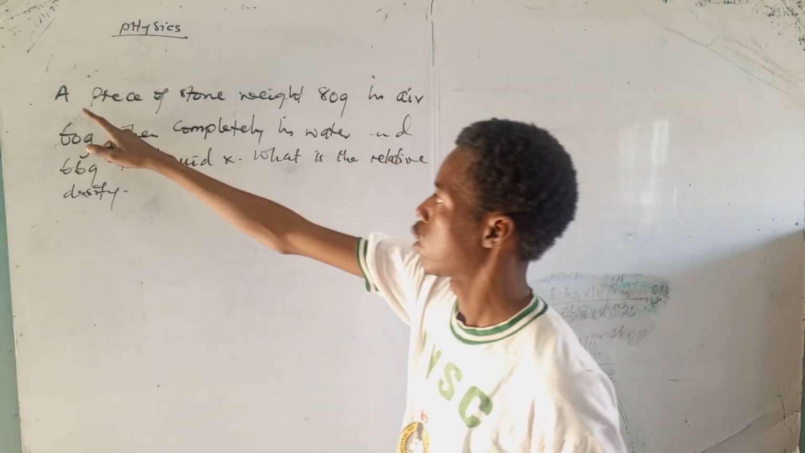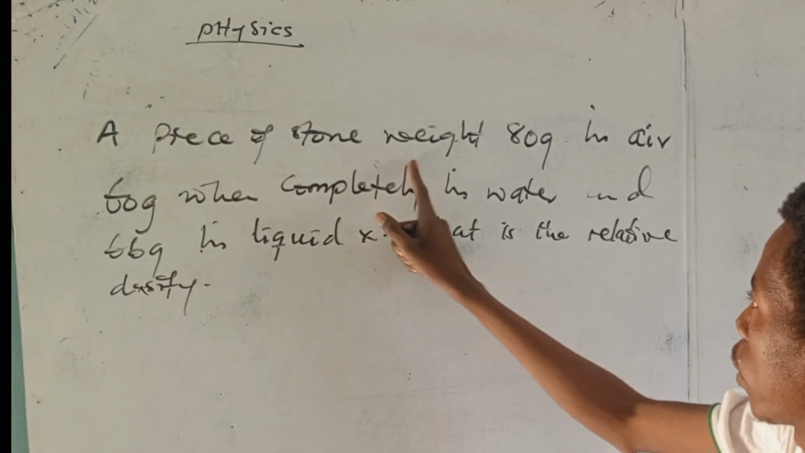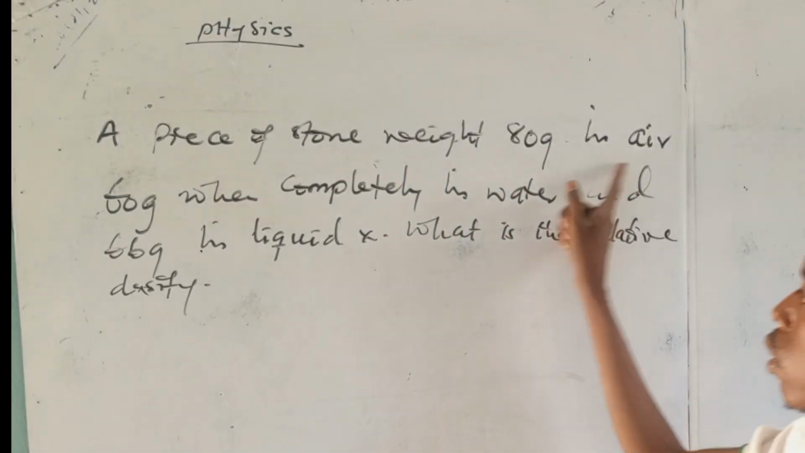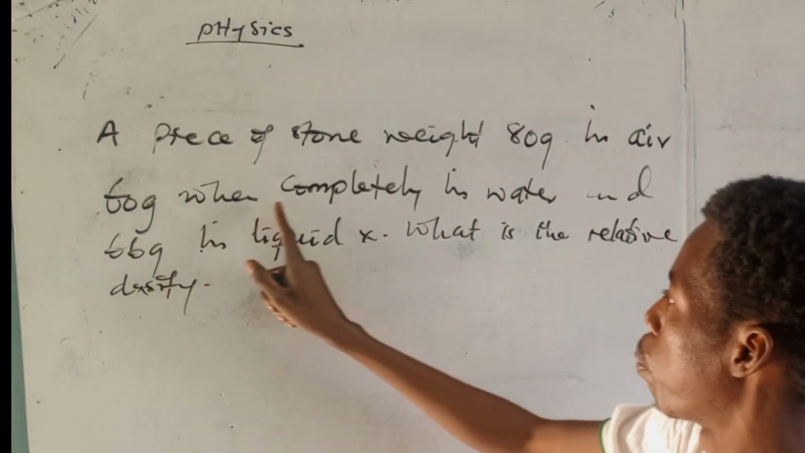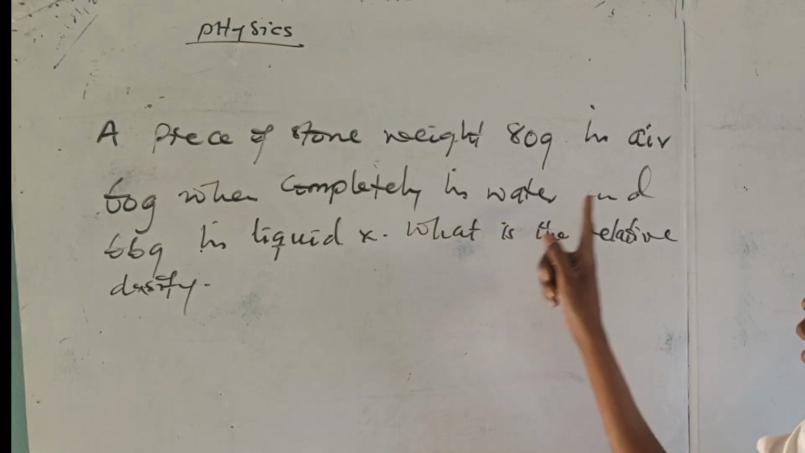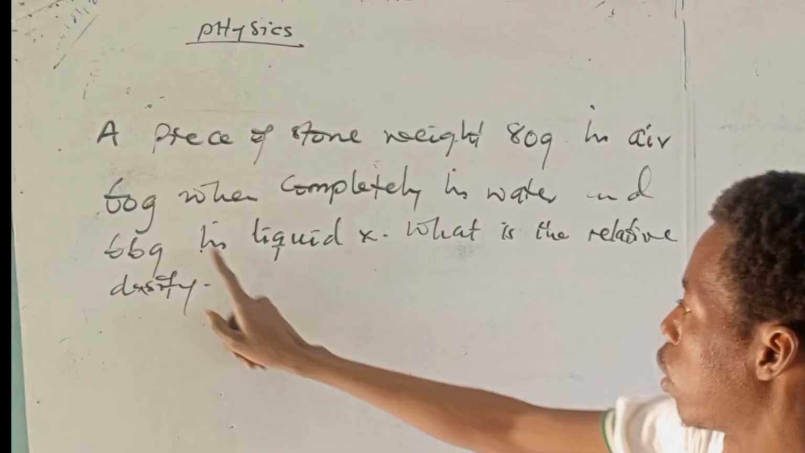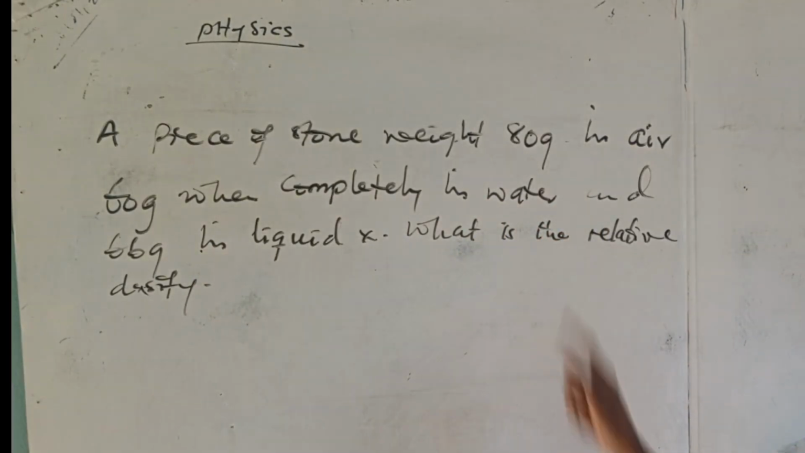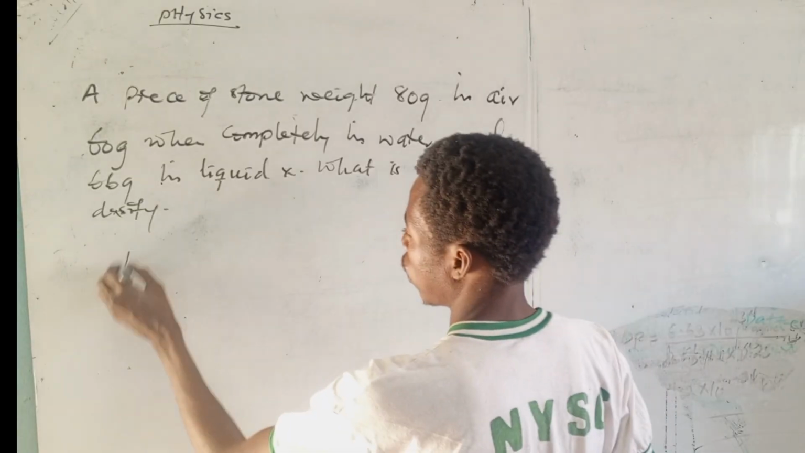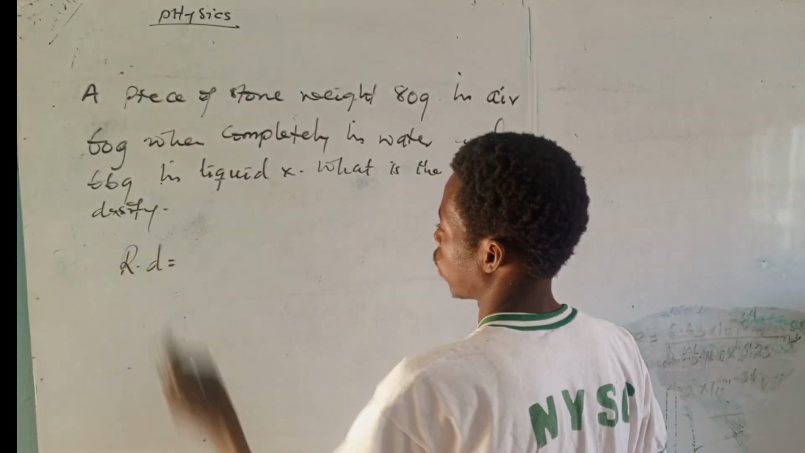The problem says a piece of stone weighs 80 grams in air, 60 grams when completely in water, and 66 grams in liquid X. What is the relative density?